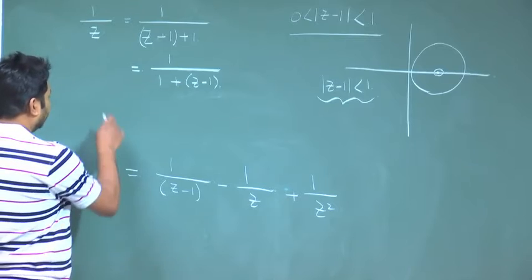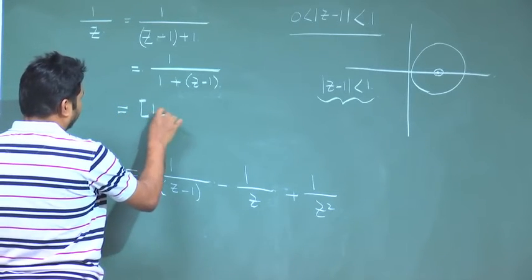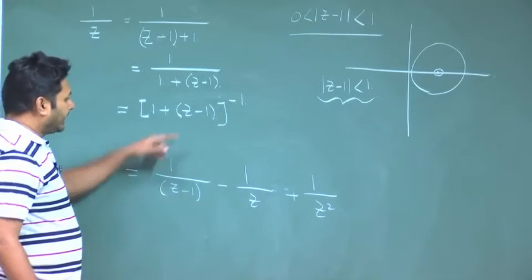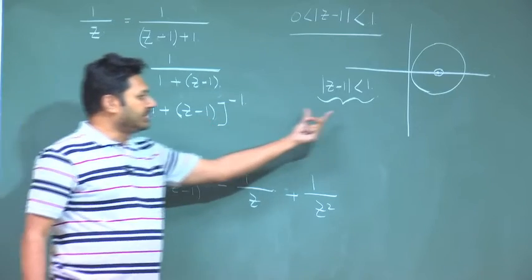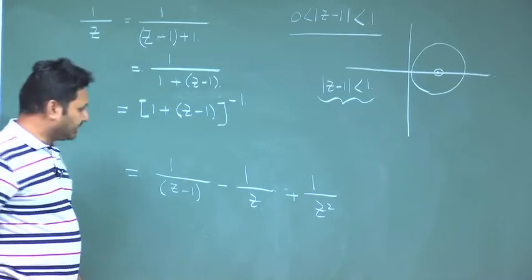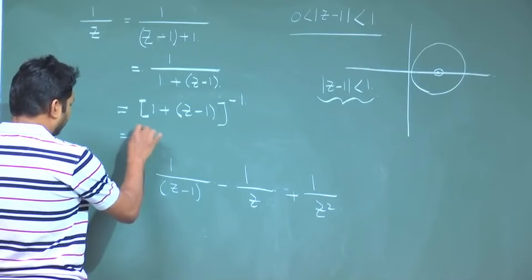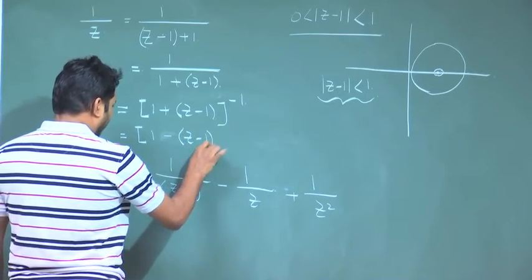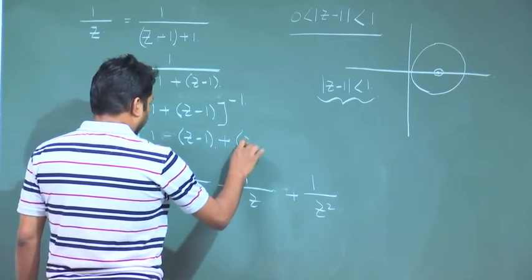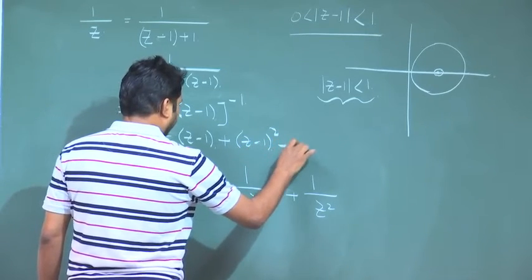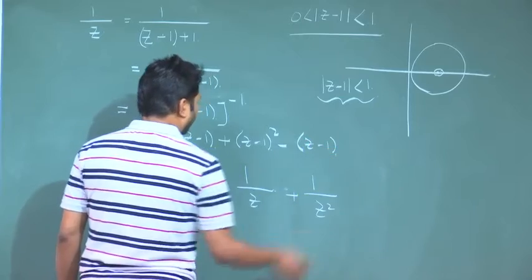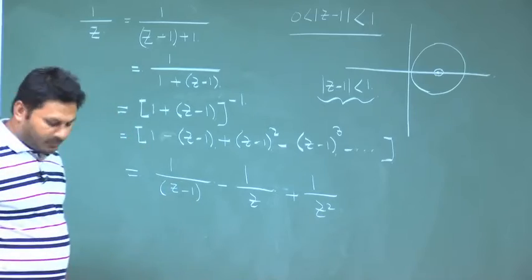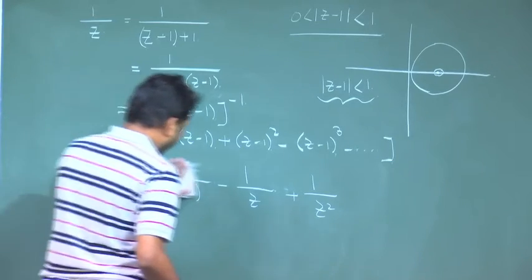If I do that, then I can write it as 1 plus z minus 1 whole to the power minus 1. I can now expand because my mod of z minus 1 is less than 1. So, I can expand this series and it simply comes out to be 1 minus z minus 1 plus z minus 1 square minus z minus 1 to the power 3 and so on. This is the functional form we have.